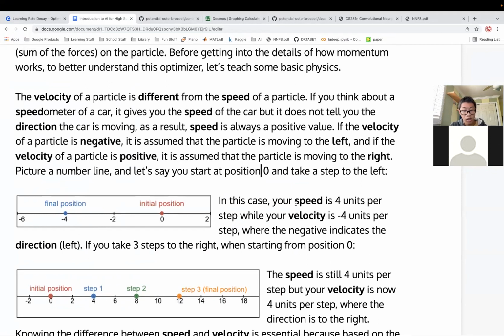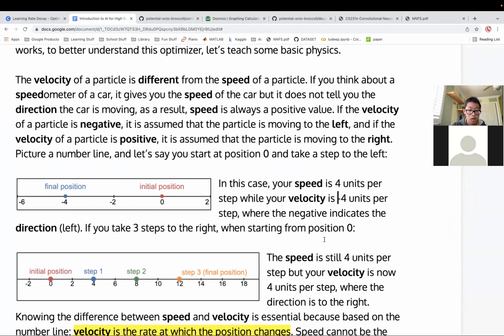Let's say your initial position is at 0 and your final position is at -4. So your velocity in this case is -4 units per step, but your speed is 4 units per step. Speed is 4, velocity is -4: direction, magnitude, everything.